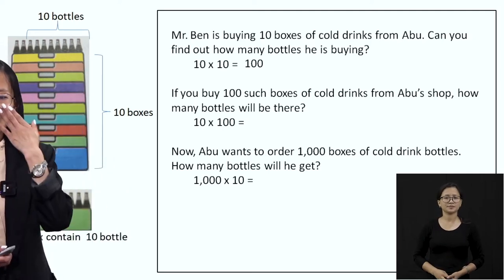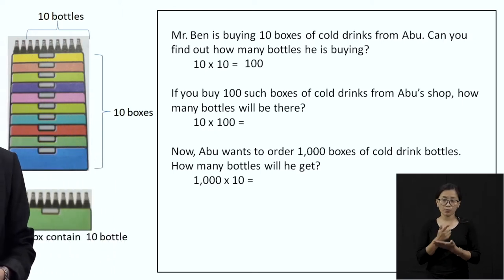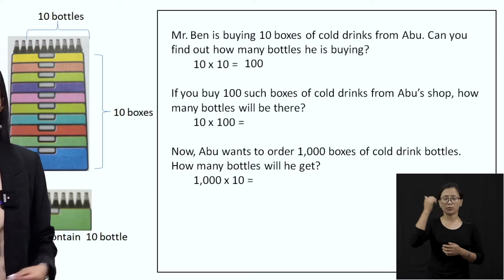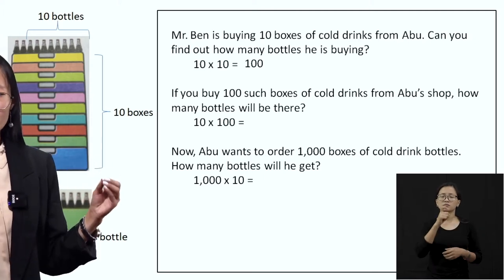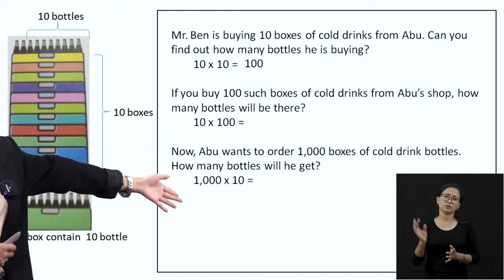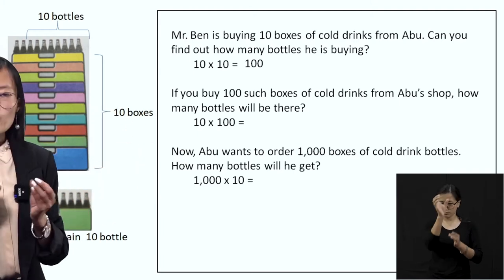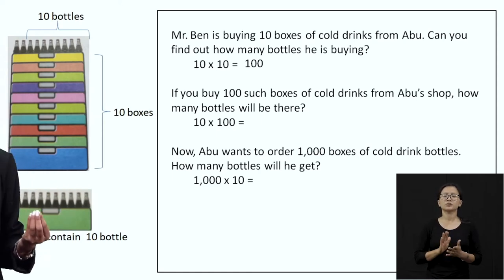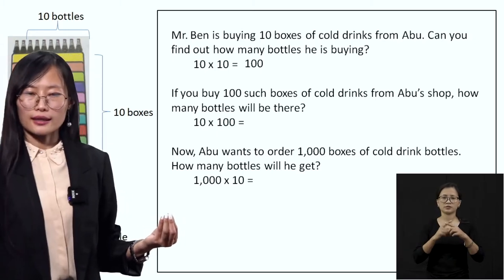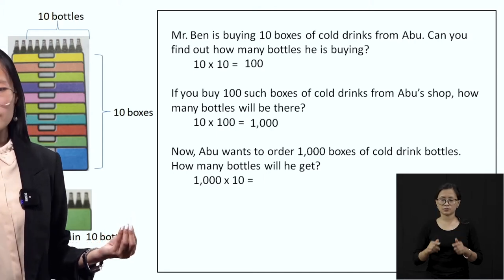Now, you have another question. If you buy 100 such boxes of cold drinks from Apu's shop, how many bottles will there be? Here they are asking how many bottles will be there in 100 such boxes. In one box there are 10 bottles, and now he wants to buy 100 boxes. So you multiply 100 into 10, because one box contains 10 bottles. That is why 10 into 100, you have 1,000.